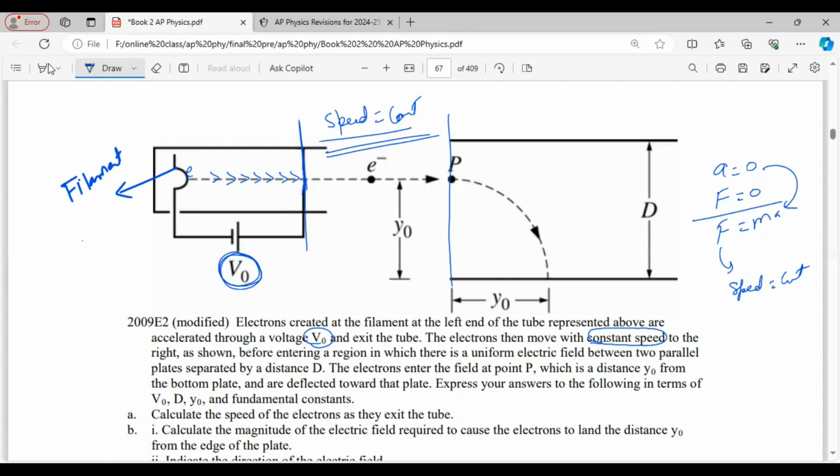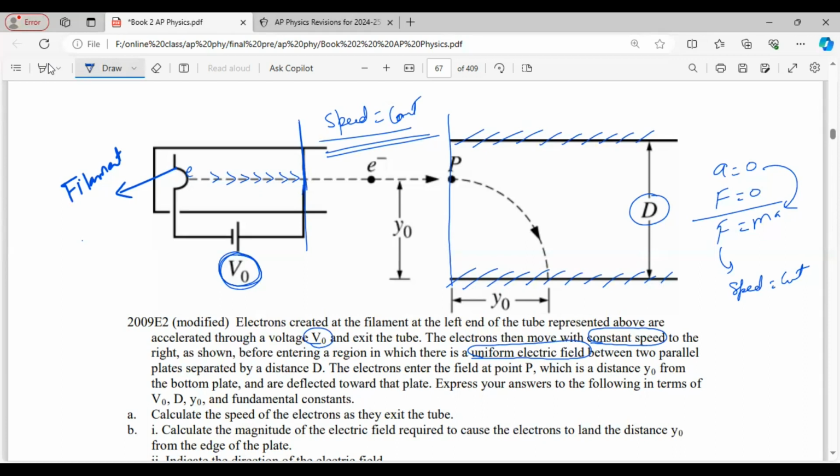But now the electron is going to enter a uniform electric field between two parallel plates separated by a distance d. Now this is the distance d and these are the two plates between which there is an electric field, but we don't know the direction. Whether it is going upward or downward, we don't know. We are just getting the information from the question only.